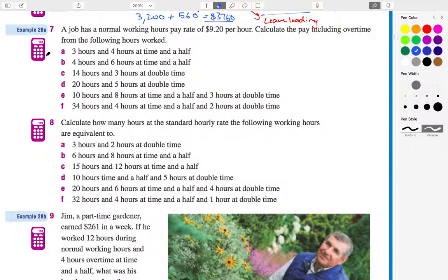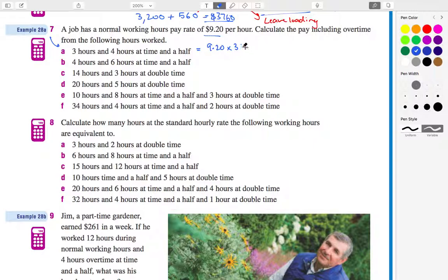So now looking at question 7, a job has a normal hourly rate of $9.20 per hour. Calculate the pay including overtime for the hours worked. So looking at question 7a, all right. So we've got 3 hours and 4 hours at time and a half. So what you first need to do is find how much they make normally. So there's $9.20, and you times it by the 3 hours. So that's how much normally you get.